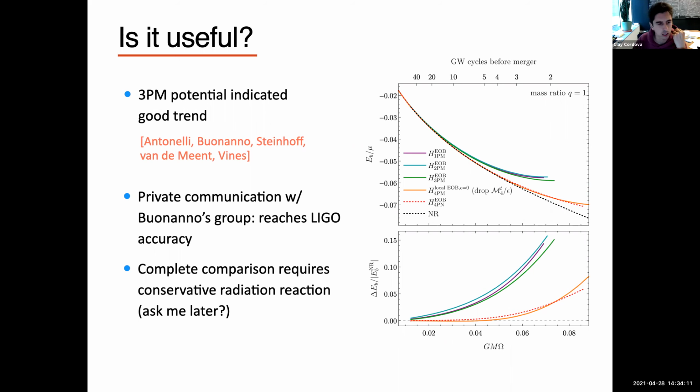It's unclear how the high orders. Go ahead. Can I ask a question? This is maybe slightly flippant, but numerical relativity can simulate the whole cycle, the whole period before the merger. What is the advantage of having the analytic formula for the Hamiltonian?